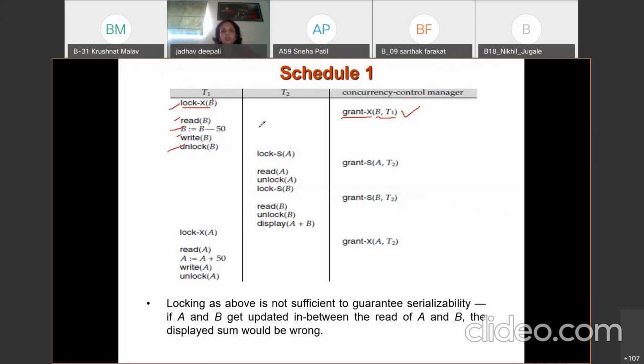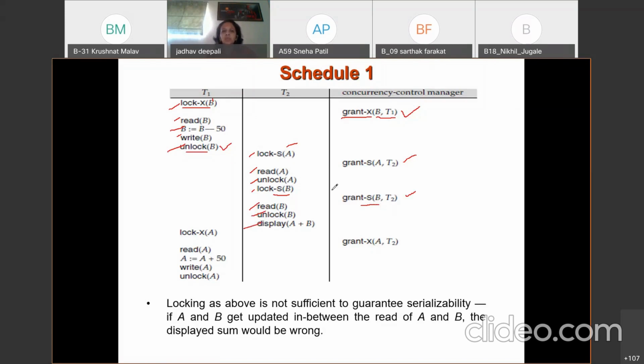Now suppose it executes, then this one starts with lock SA. Is this lock granted? Yes, it is granted. Why? No other transaction is using data item A, and that's why this lock is granted. Then it reads the value of A, unlock A. Now T2 is requesting a shared lock on data item B. Is it granted? Yes, it is granted. Why? Because it was already released by transaction T1, and that's why it is allowed. The data item B is allowed for use by transaction T2 in shared mode. Then it reads the value of B, unlocks B and displays the value of A plus B.